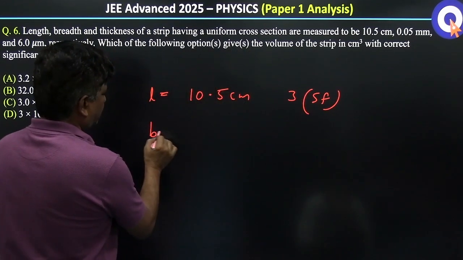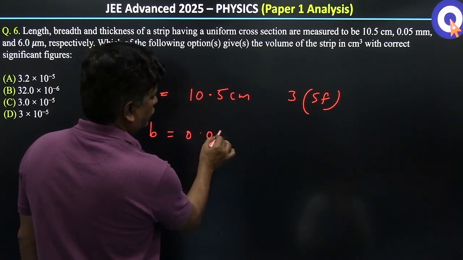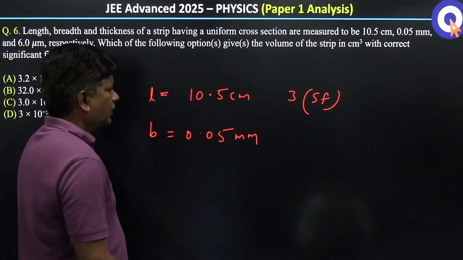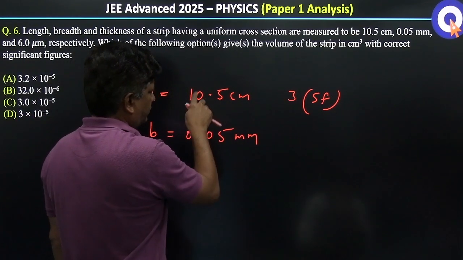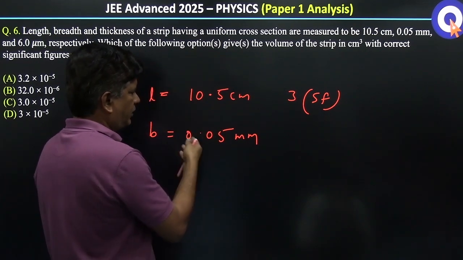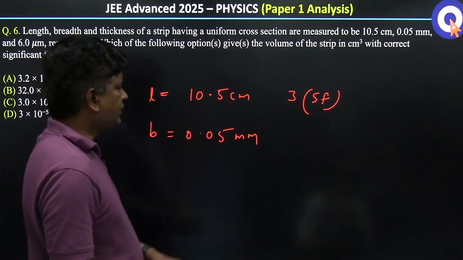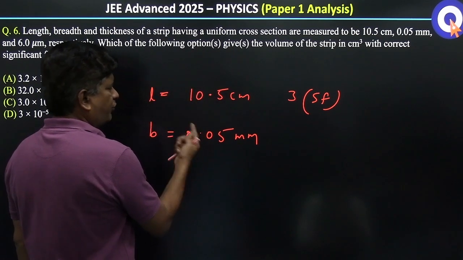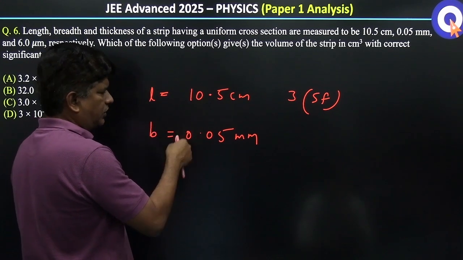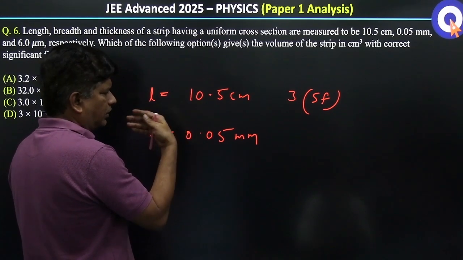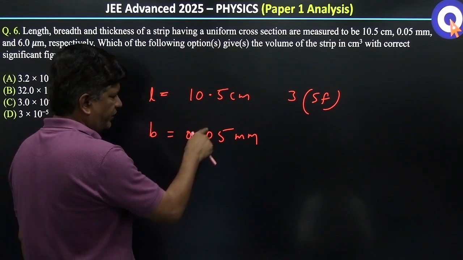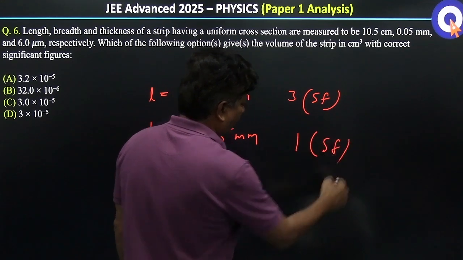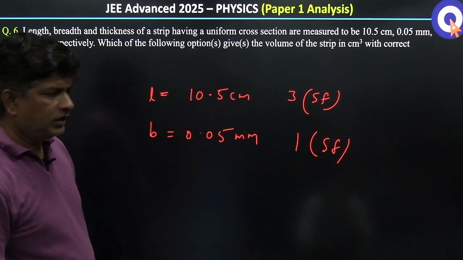And in case of breadth, breadth is given as 0.05 millimeters, and the number of significant figures here. Yes, you may feel that there are 3 digits over here and the significant figures are 3, but no, because the digit that is given just before the decimal is a 0 digit. It is 0, it is not greater than 0. So this is not significant in this particular number, going by the rules, the number of significant figures is 1. In breadth, the number of significant figures is 1.